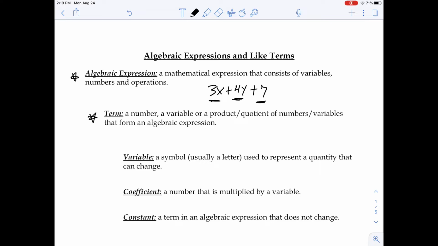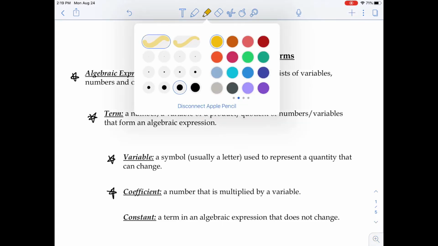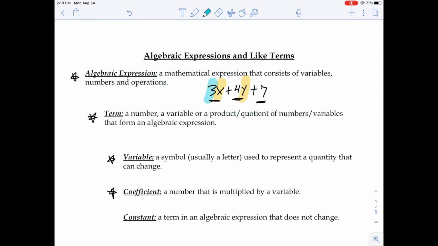Let's get a little bit more descriptive within an algebraic expression, and we'll talk about variables. A variable is a symbol, usually a letter, used to represent a quantity that can change. Going to our algebraic expression here, you can see that x is a variable, and y is a variable. Now let's talk about a coefficient. Going back to our terms, the coefficient is a number that is multiplied by a variable. So for our purposes, that is going to be the 3 and the 4. Those two are the coefficients.